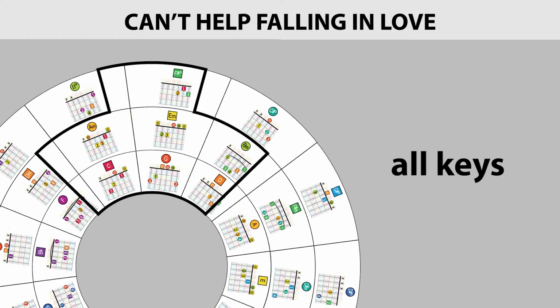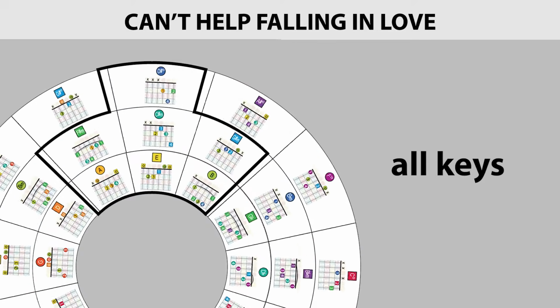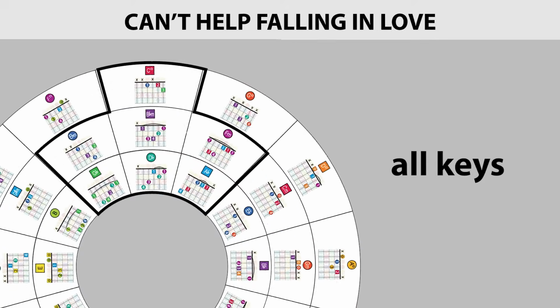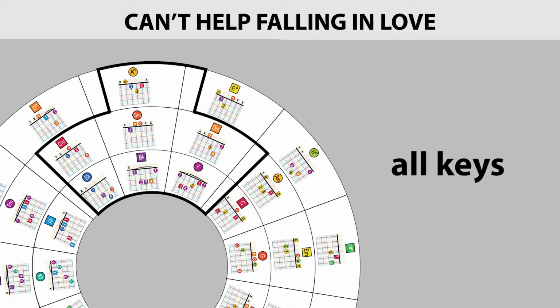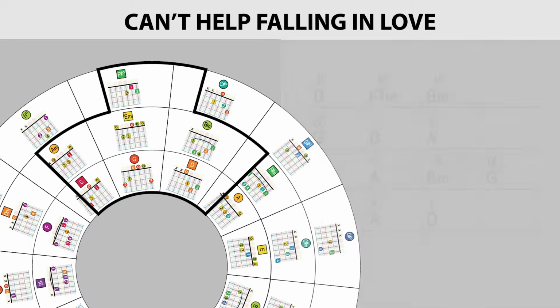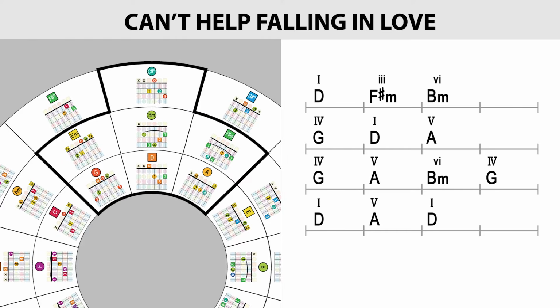And because all keys in the circle of fifths are symmetrical, meaning they form the same consistent patterns, we can rotate this diagram to play this progression in any key. Like in the key of D, for example, which is how Elvis originally recorded this song.